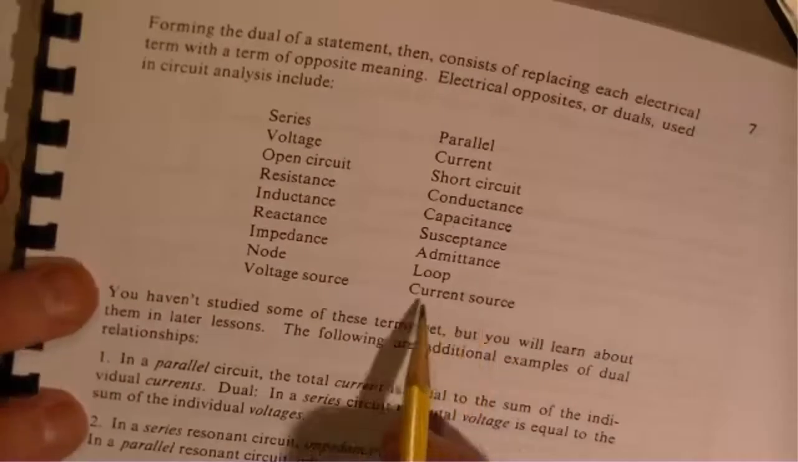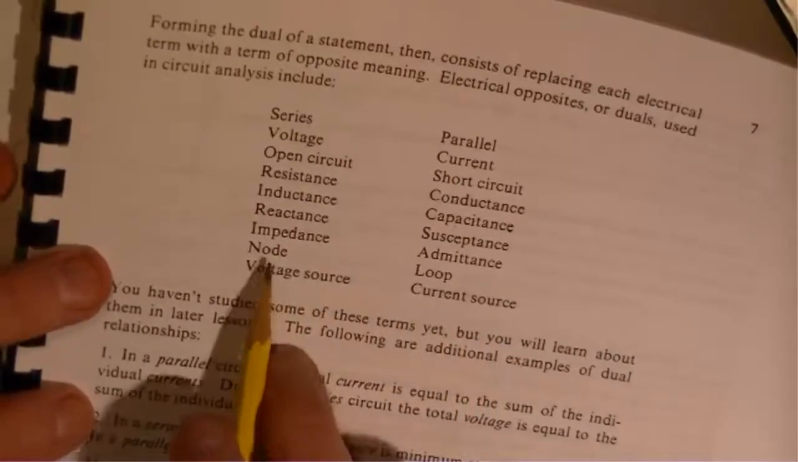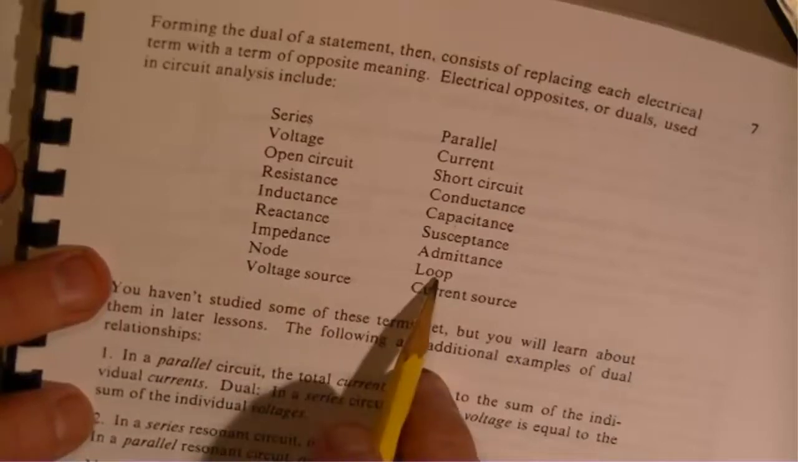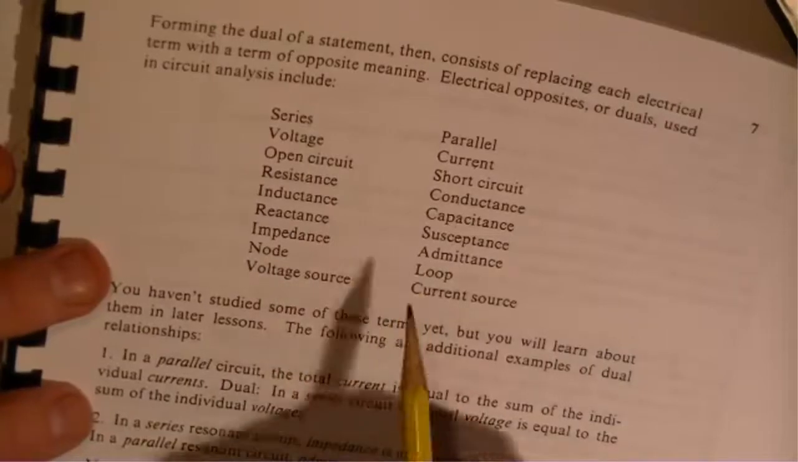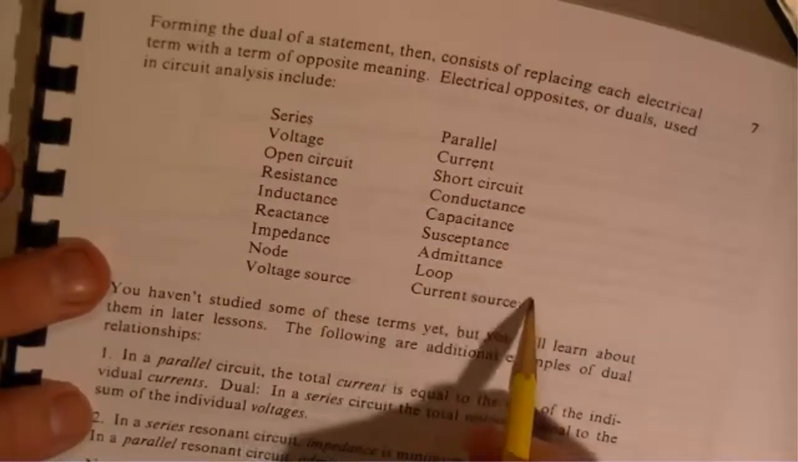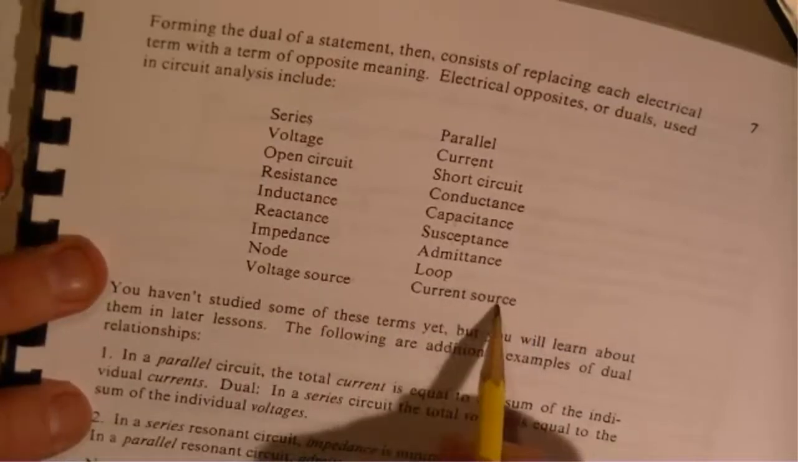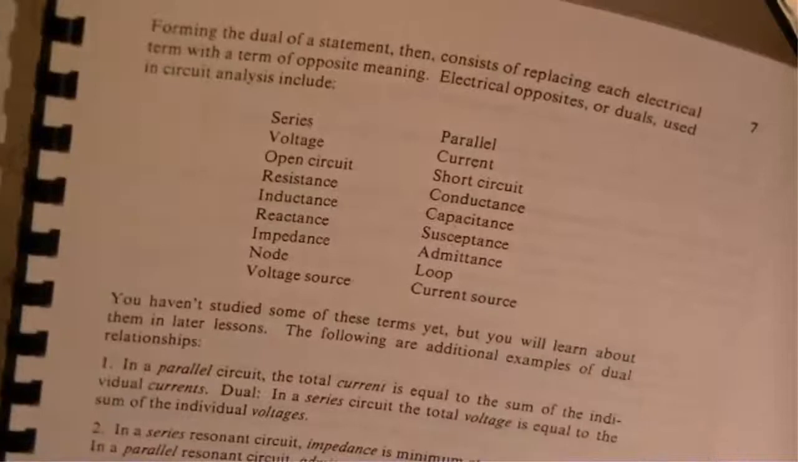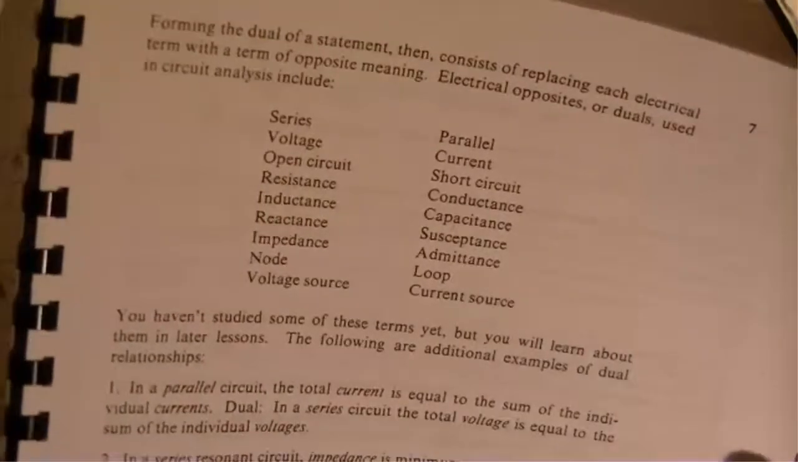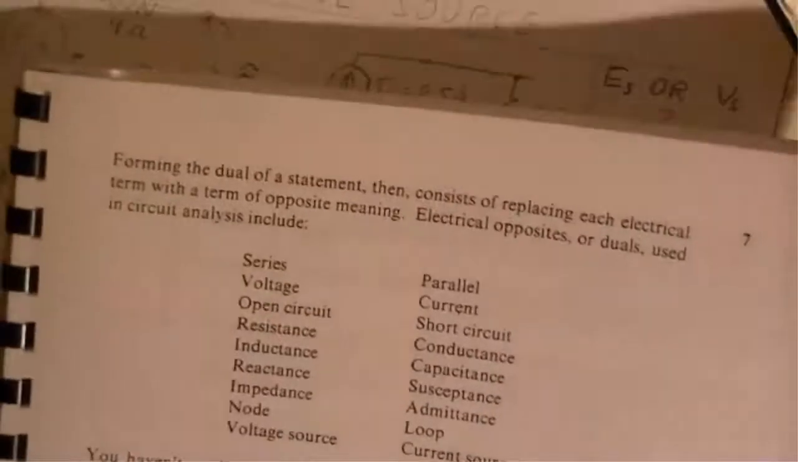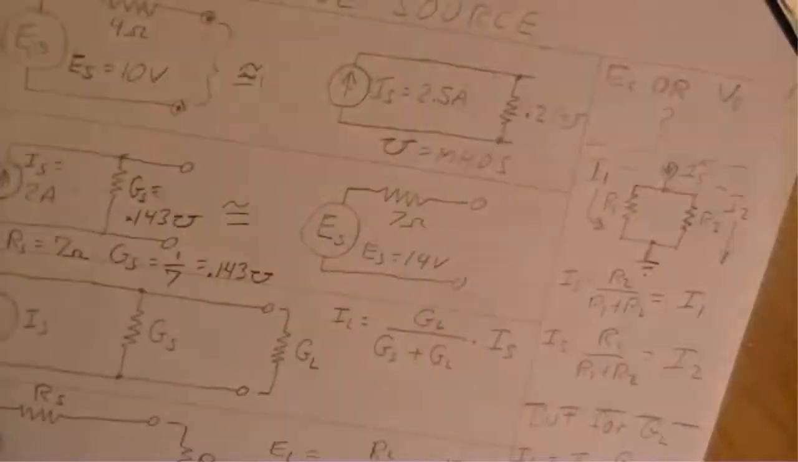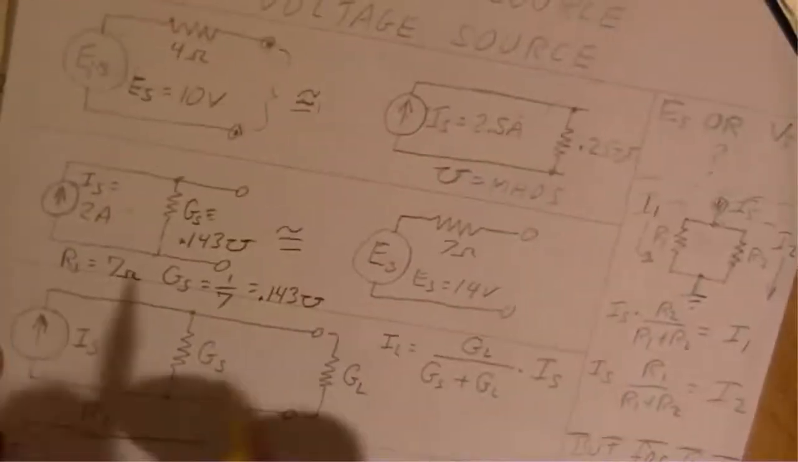So for every idea, like a node, the duality of a node would be a loop. The duality of an open circuit would be a short circuit. But the big idea in this particular case is the voltage source and current source. Everybody knows about capacitors and inductors. One's a duality of the other. Resistors and conductors, those are dualities. There are many, many dualities in life, and here are a few. It's just the same way with voltage source and current source.